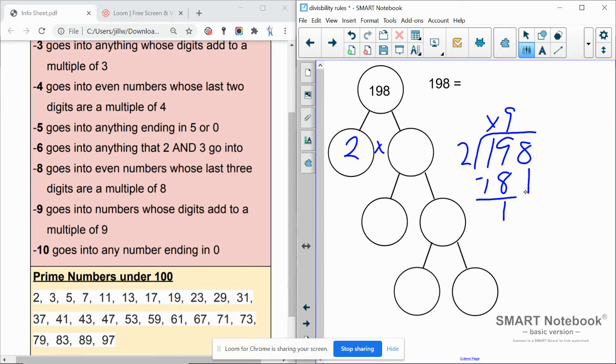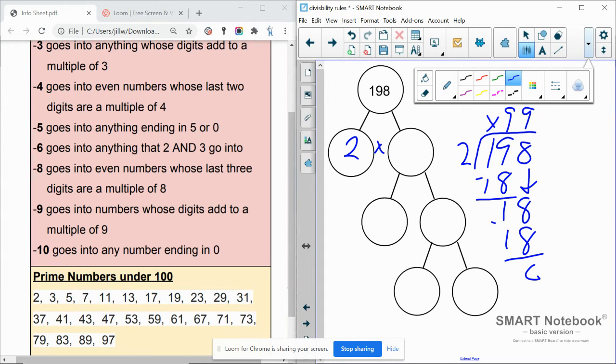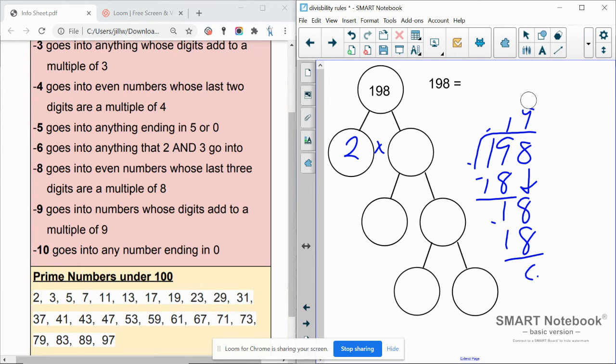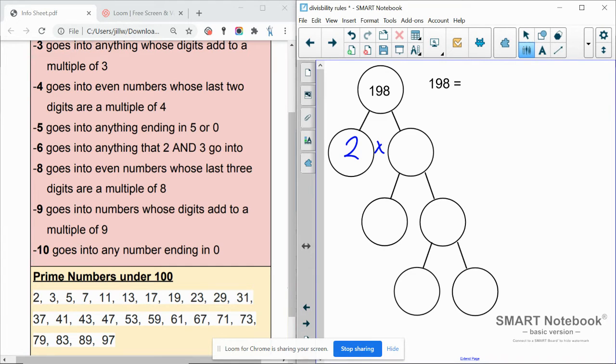I subtract, I get 1. I drop down. I get an 8 there, so 2 goes into 18 9 times, and that is how much it goes in evenly, 99 times. So I'm going to erase this, and I'm going to put the 99 that we just got from dividing right here, because 2 times 99 makes 198.